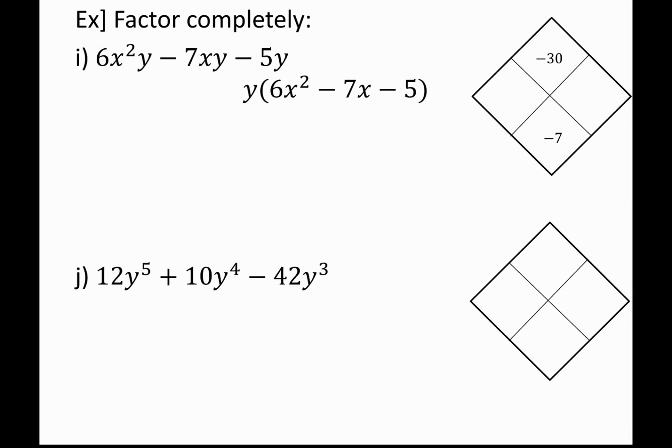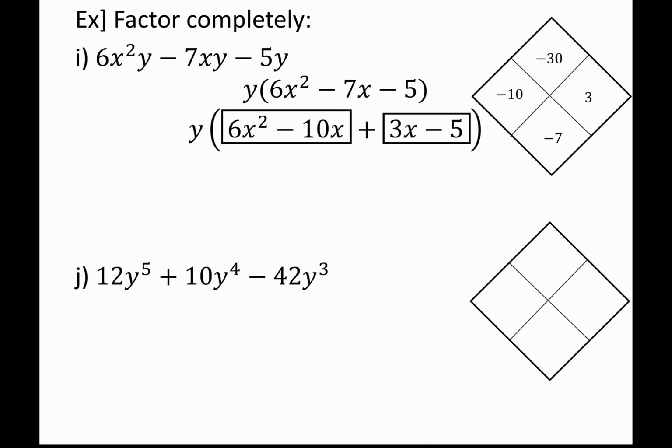It'll be negative 10, positive 3. Split the middle term. Don't forget that the y is still on the outside there. Factor by grouping. GCF of the first grouping looks like 2x. The second grouping, 1.